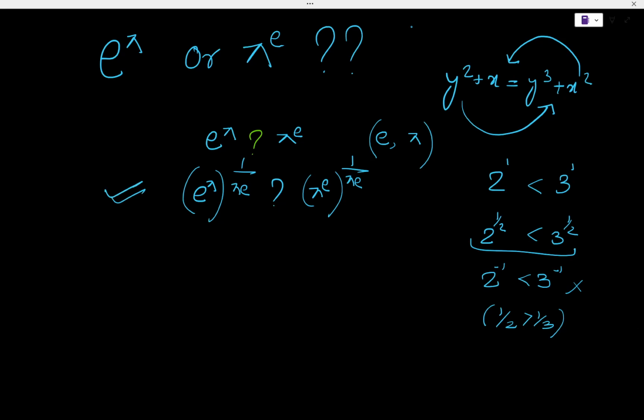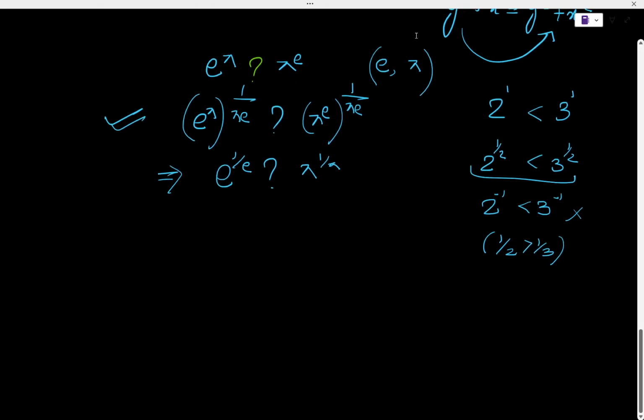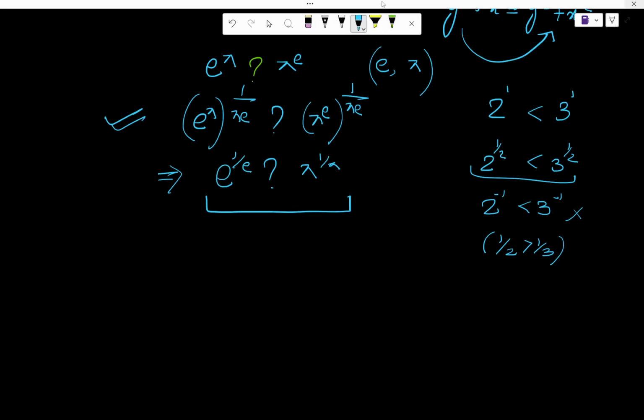The moment I do that, I end up with e to the power 1 by e and pi to the power 1 by pi. If I look at these two terms, e to the power 1 by e and pi to the power 1 by pi, it just looks similar in taste. It has a general form, the general form being very clear, which is something to the power 1 upon itself, x to the power 1 upon x.